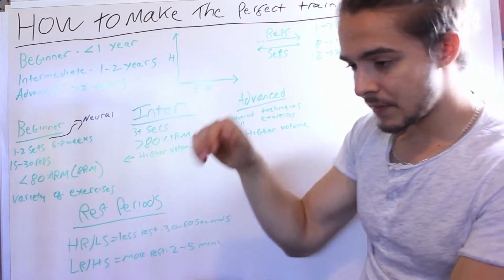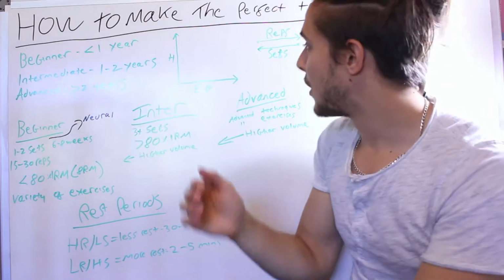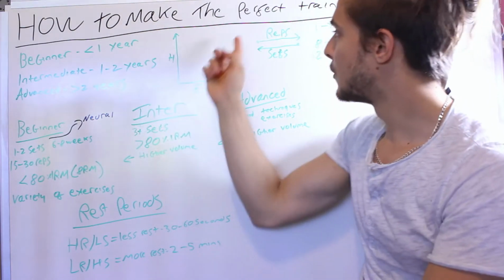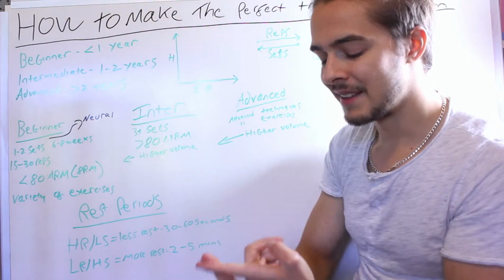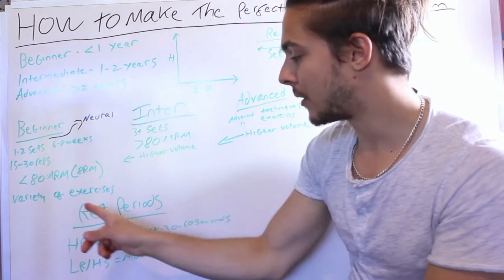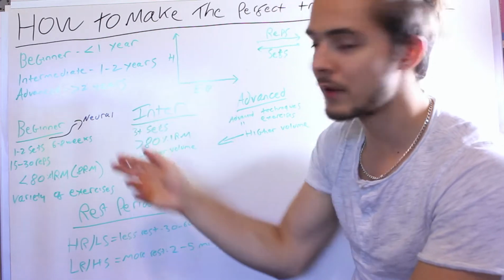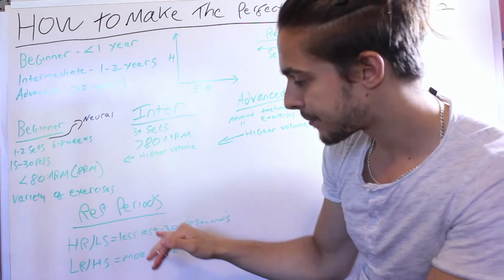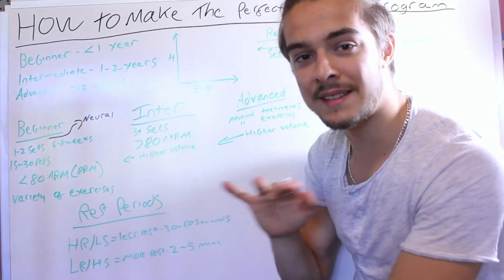Now, there's kind of a triangle that you need to be aware of. They're called acute variables, so repetitions, which we have talked about here, sets, which we've talked about, and the third part of the triangle is your rest period. These 3 are the 3 main things you need to focus on when you're creating your own program. Now, rest periods are pretty simple.